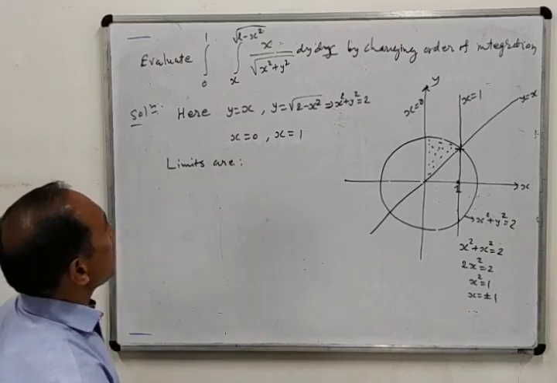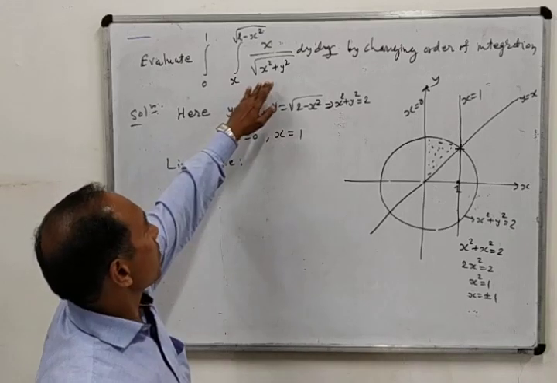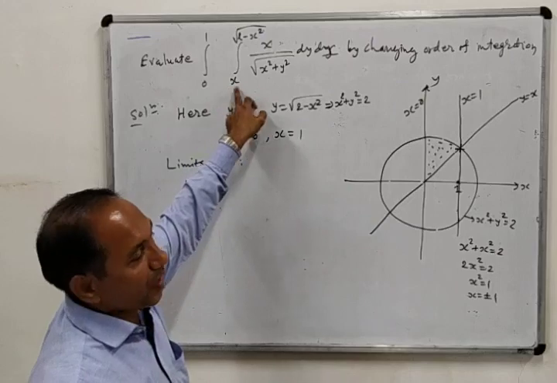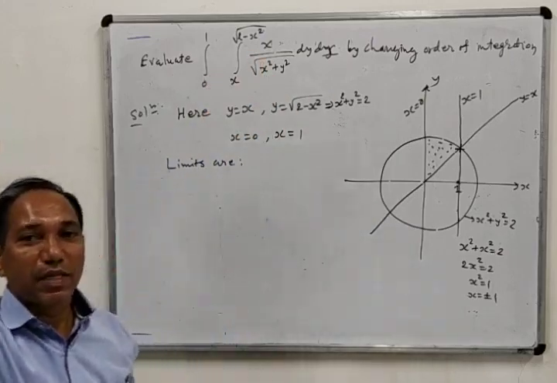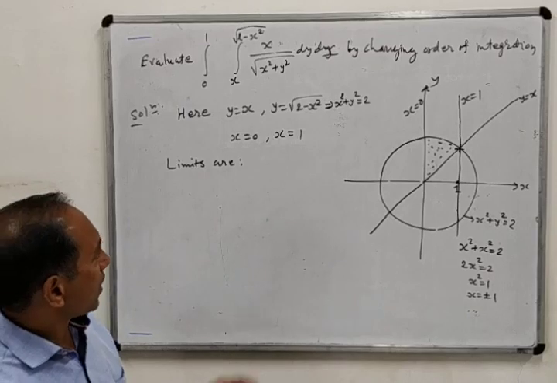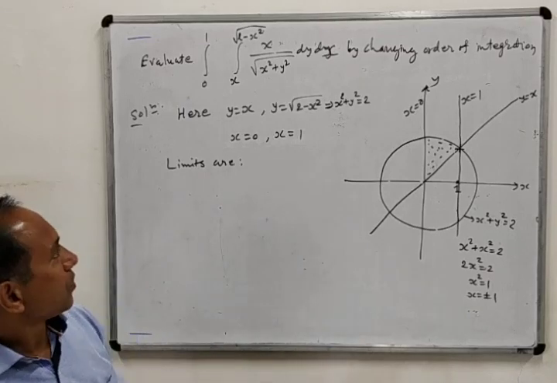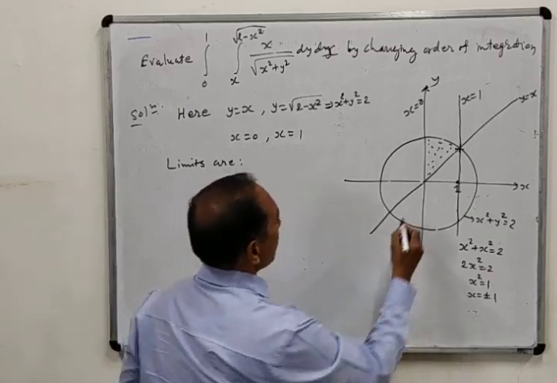which kind of strip line should we take? Here the original problem is with respect to y. That means these limits have been determined by taking a strip line parallel to the y-axis. But now we want to change the order. So we will have to consider the strip line parallel to the x-axis.